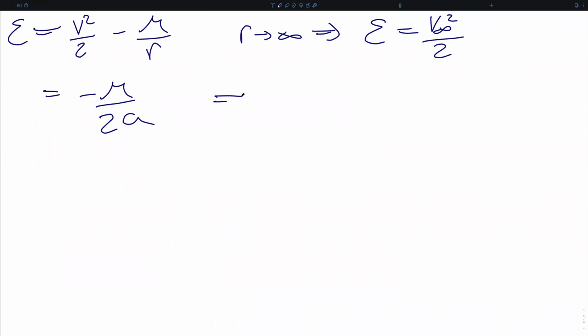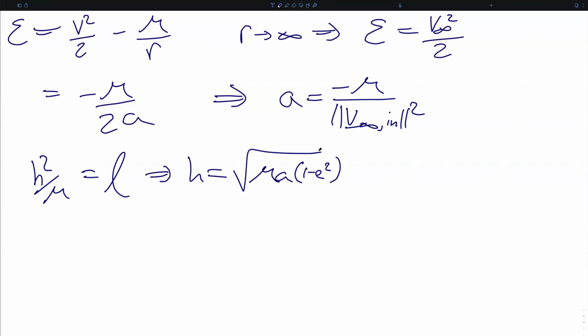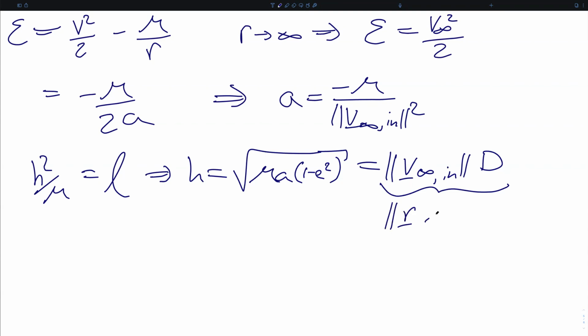Equating these two relationships, we can solve for the semi-major axis of our flyby hyperbola and find that it is negative the gravitational parameter of the flyby body divided by the magnitude of the infinite incoming velocity squared. We also know that h squared over mu, the magnitude of the specific angular momentum of our flyby orbit divided by the gravitational parameter of the central body, must be equal to the semi-parameter of the orbit. This applies for hyperbola just as it does for ellipses, and therefore the specific angular momentum is equal to the square root of the gravitational parameter times the semi-major axis times 1 minus the eccentricity squared of the orbit, and is equal to the magnitude of the v infinity incoming vector times the impact parameter d. And this result you get from the fact that the angular momentum must be equal to the magnitude of r cross v.